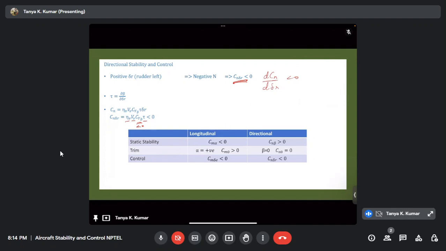If I deflect my elevator down, it produces an increased lift, positive lift. That produces a negative pitching moment, that is a nose down moment at the CG, which is why Cm delta E is less than 0. Okay, let's move on.